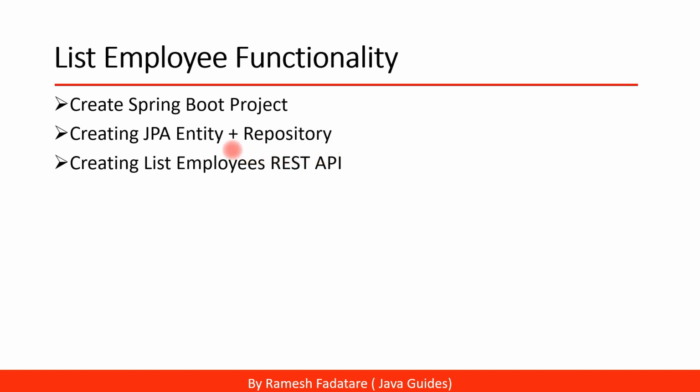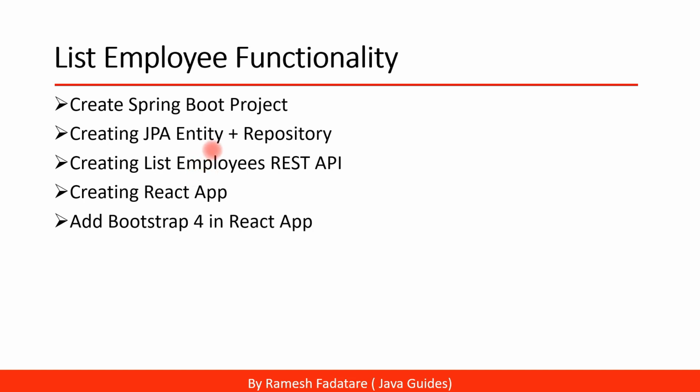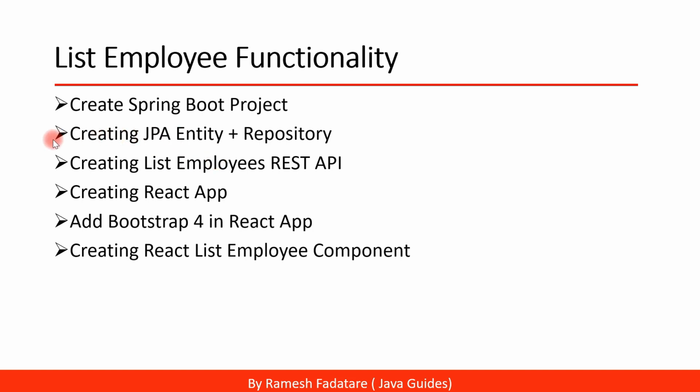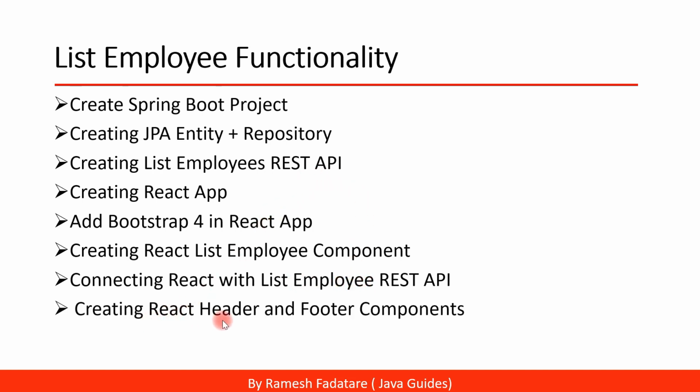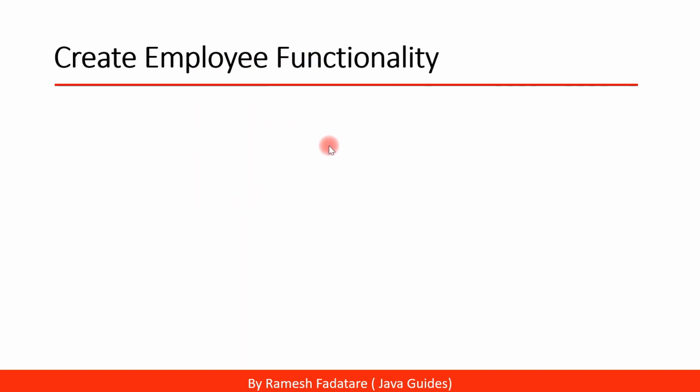So once we create and expose list employee REST API, then we head over to the React application. So we will start creating React application, and then we add Bootstrap to the React application, and we create a React list employee component to consume list employee REST API. And next we make a REST API call, that is list employee REST API call in a React app, and we populate the response of this REST API in a web page. And then we create React header and footer components, and then we configure routing. Alright guys, we complete list employee functionality end to end, and then we move to the create employee functionality.